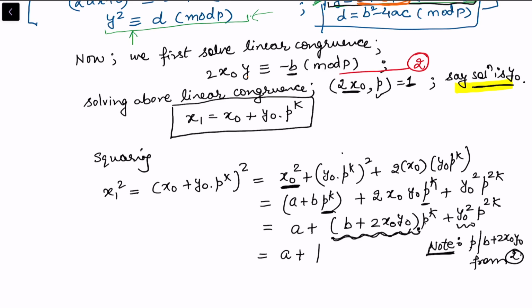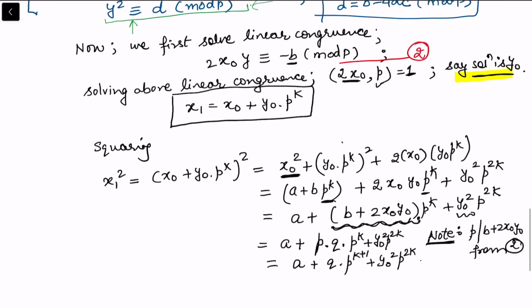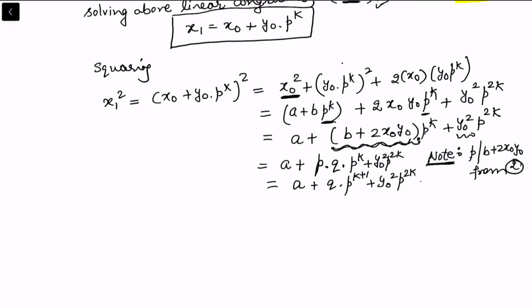So let's call this p times q, into p to the power k, plus y naught squared times p to the power 2k. So we can see that we got a plus q times p to the power k plus 1, plus y naught squared p to the power 2k. And now I can write this whole expression in the moduli condition as desired. So x1 squared is equal to (x naught plus y naught p to the power k) whole squared. This is congruent to a modulo p to the power k plus 1.